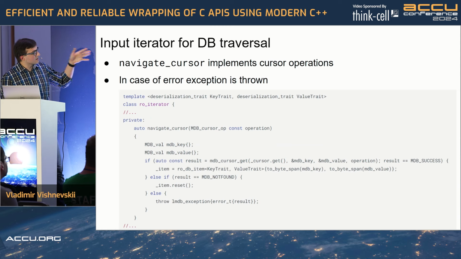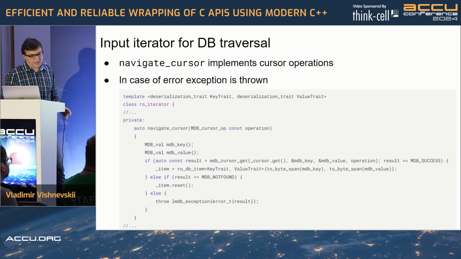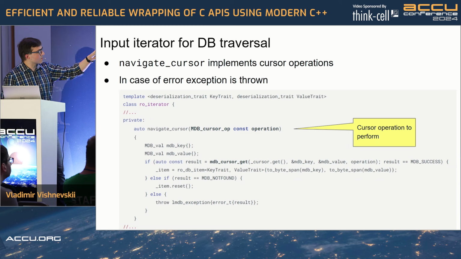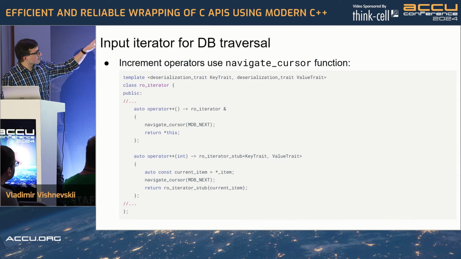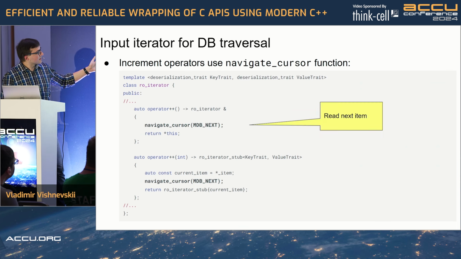When we initialize, we set up the cursor to point at the first record, and then we just move to the next one. That's why we need the operation parameter here. Depending on what MDB cursor get returns, we either assign some item that we store in the iterator, reset this item if we reach the end, or throw an exception if something is wrong. Then, of course, increment is implemented again using this function with the MDB next parameter.